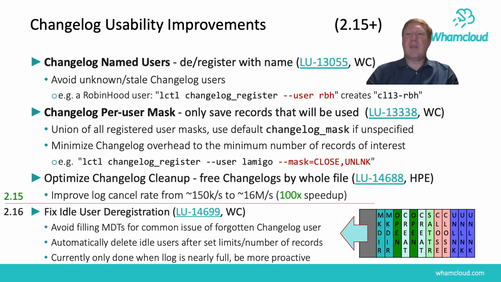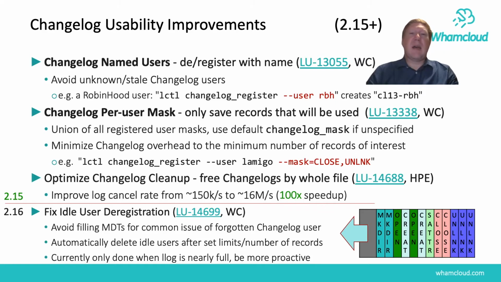For upgrades, if a specific changelog user doesn't have a registered mask, the global changelog mask still gets used for those users. But if all of the changelog users have a registered mask, then only the minimum subset gets used.